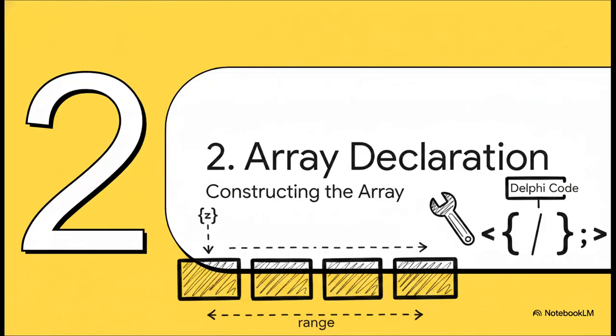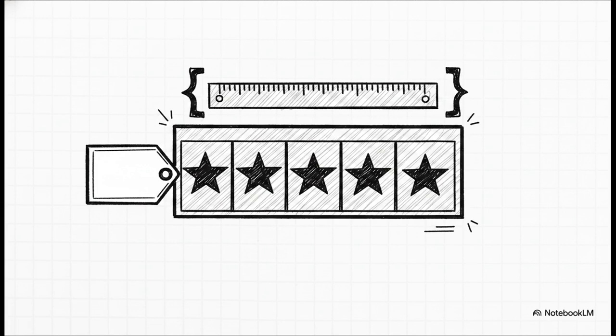Moving right along to Section 2, array declaration and indexing. Just like any standard variable, an array has to be explicitly declared before you can use it. The syntax here has three crucial parts. First, you declare your variable name, followed by a colon and the reserved keyword array. Second, right inside square brackets, you define the size of the container by stating the start index, two dots, and the last index. So for example, 1..10 or even 'a'..'j'.